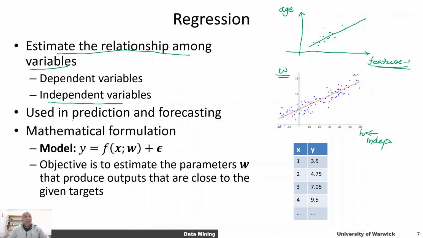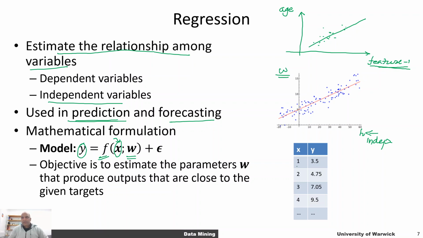Okay, and these regression schemes are typically used in prediction and forecasting. So let's say you've got a given variable x. What we really want to do is to generate a prediction using a machine learning model, which is given by this function f over here, so that the true output, the quantity for this particular example, matches the predicted quantity. Okay, so that's what we really want to do. The objective is to estimate then the parameters W that produce outputs that are closest to the given targets.